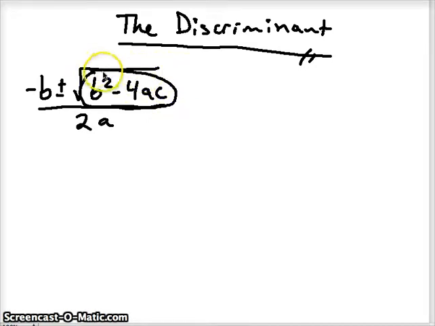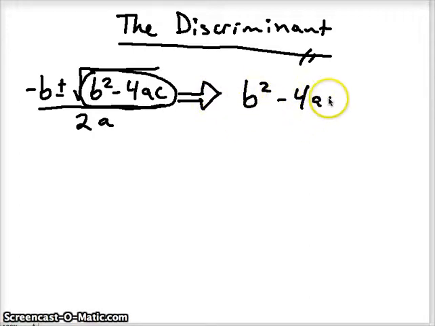So take that value, that b squared minus 4ac, and that is the discriminant. So we don't use the square root. It's just b squared minus 4ac. The answer you get from this is called the discriminant. And it helps us in a couple of different ways. It gives us some clues about solutions of quadratic equations.